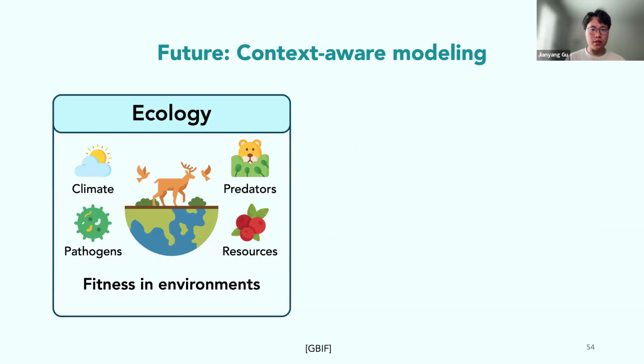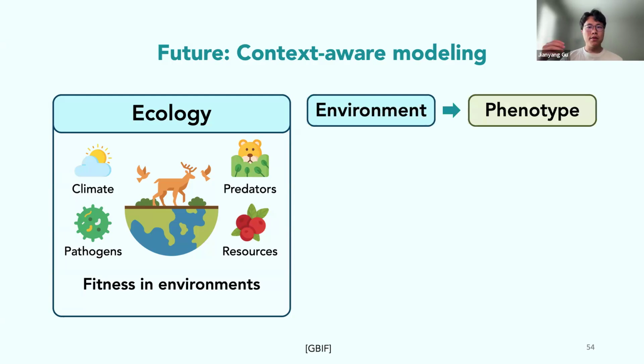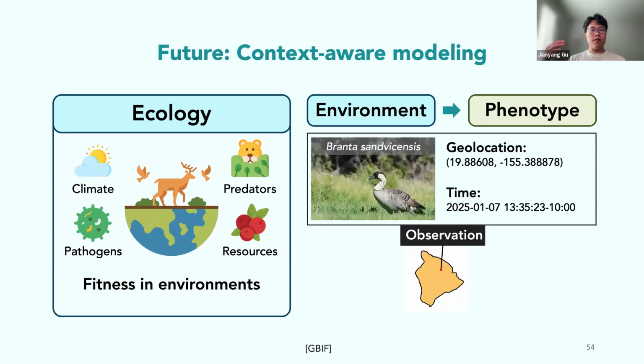Firstly is context-aware modeling. We know that ecology studies how an animal or a species fits in the environment. A species is affected by the climate, predators, resources, and other environmental factors. So we need to integrate this information into the modeling of different species, because we know that the environment influences the phenotype.